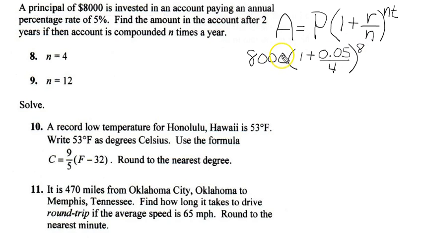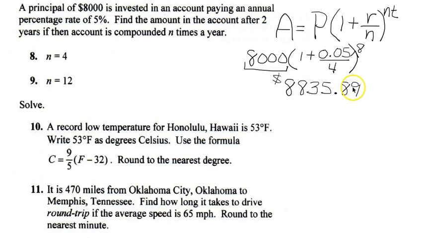Now, for something like this, you would need to put this in your calculator. And the protocol would be 0.05 divided by 4. Get this, add 1 to it, use a caret, raise it to the 8th power, and then you multiply it by 8,000. So if you have a calculator, you can try this, or later, and I'll pause. And I got $8,835.88. I rounded it off to 89 cents.